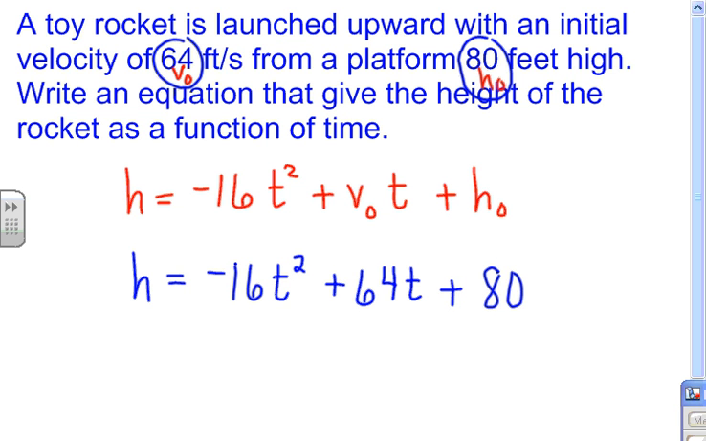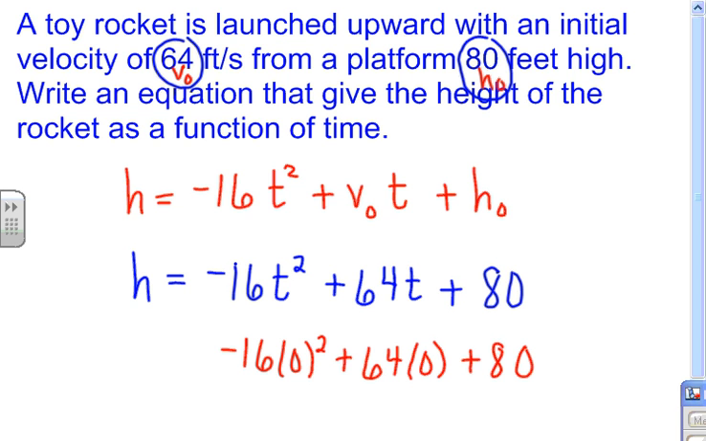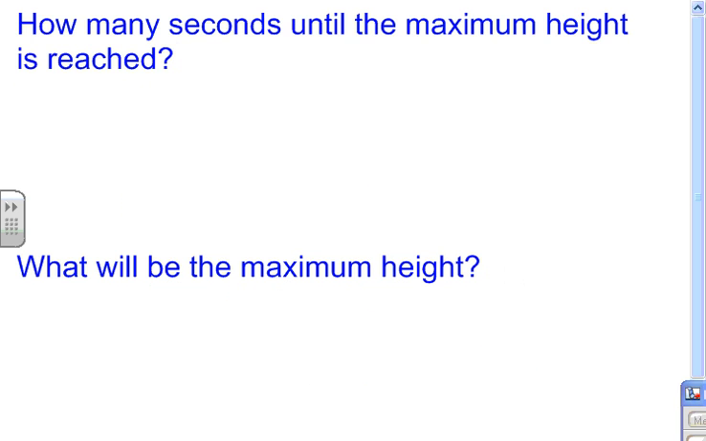In fact, at t equals 0, notice if you put t equals 0 into this equation, you're going to end up getting that the height is equal to 80. Which makes sense given the information that we have at the beginning of the problem. Okay, we're going to go on and answer a few more questions about this rocket using the equation that we just found. And our first question is, how many seconds until the maximum height is reached?